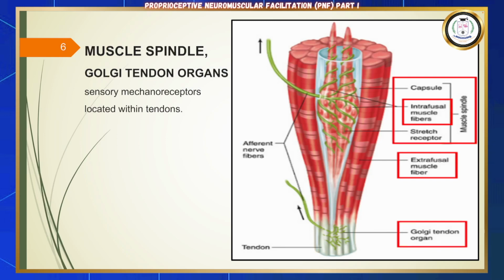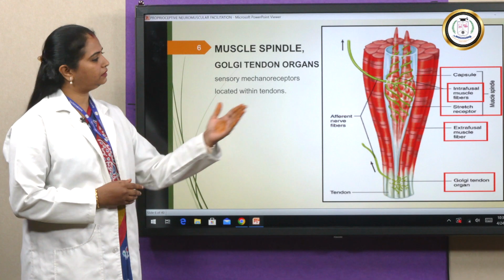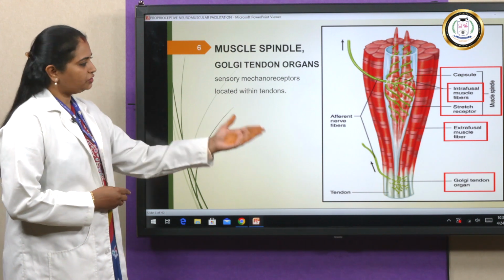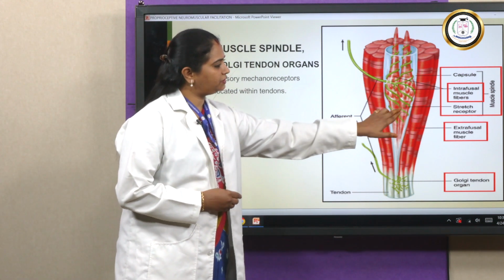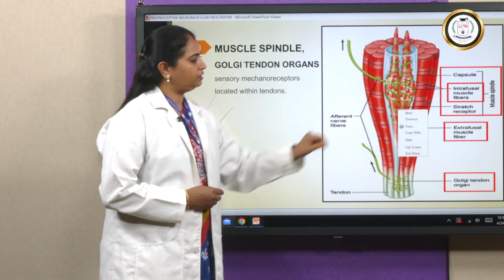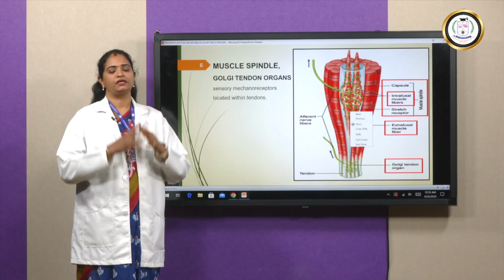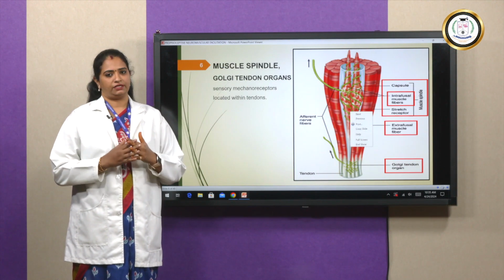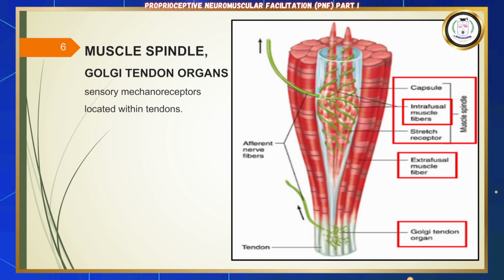First of all, let us see the muscle spindle. The muscle spindle has intrafusal fibers and extrafusal fibers. The fibers have a capsule. These are the stretch receptors, these are the intrafusal fibers, and these are the afferent nerves. The extrafusal fibers taper down to connect with the bone at a junction of tendon. These tendons have the Golgi tendon organs. They are the mechanoreceptors for the tendons.